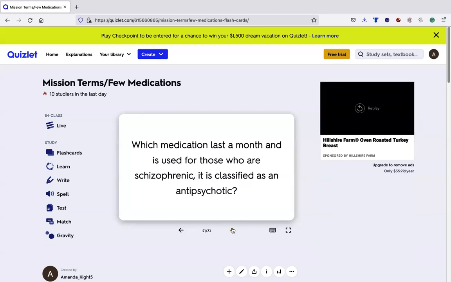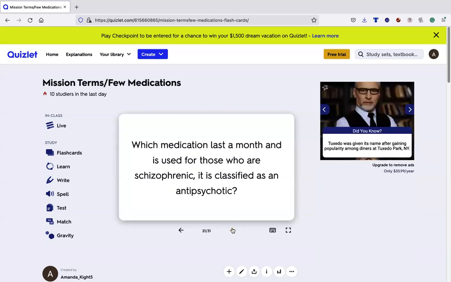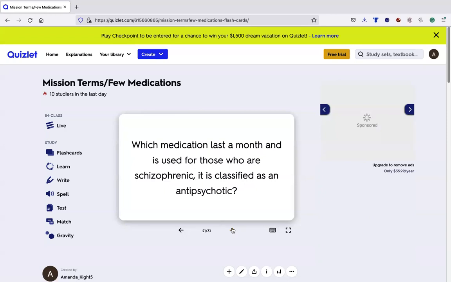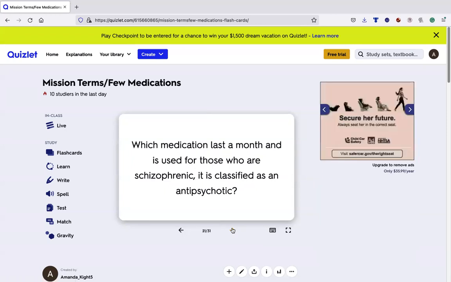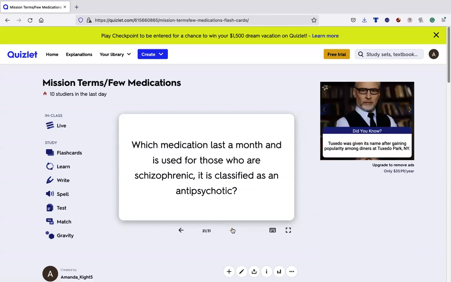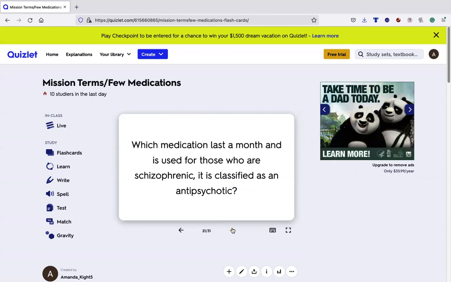Which medication? Okay, so this is very important, and you do need to know this. So which medication lasts a month and is used for those who have schizophrenia and is classified as an antipsychotic? So there's actually two forms of this. So this is an injection. It's called Invega, INVEGA. Invega, yes. So there's one that lasts for 1 month and one that lasts for 3. So why do you think that would be important? And we already talked about it in class, but as an antipsychotic, well, exactly what we just talked about.